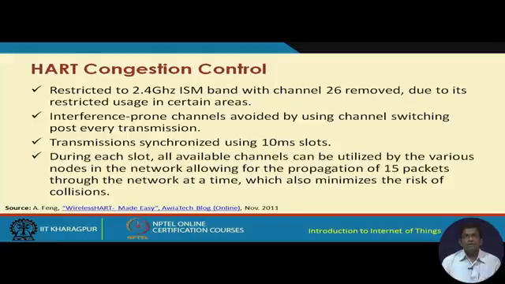The transmission is synchronized using 10 millisecond slots. During each such slot, all available channels can be utilized by the various nodes in the network, allowing for the propagation of 15 packets through the network at a time, which also minimizes the risk of collisions. So, this is how congestion is controlled, and collisions are not avoided, but minimized.